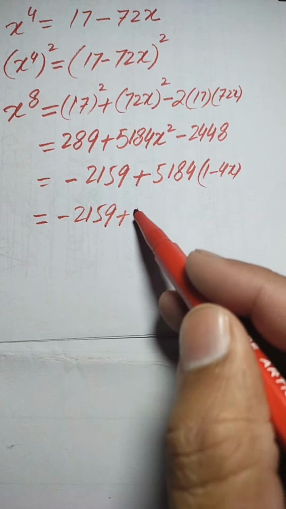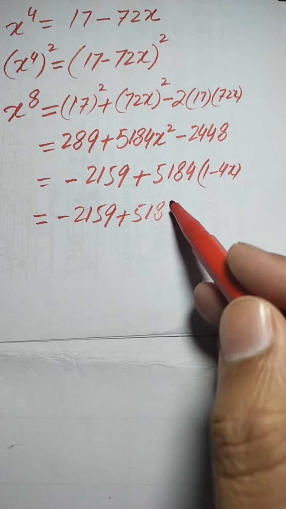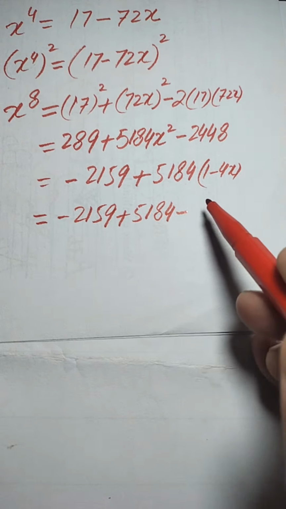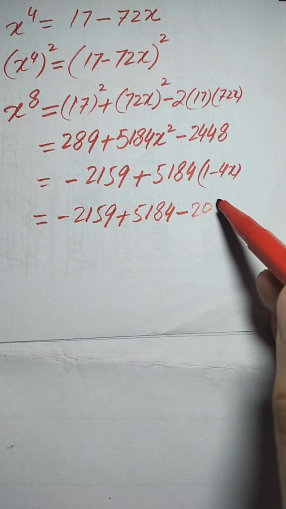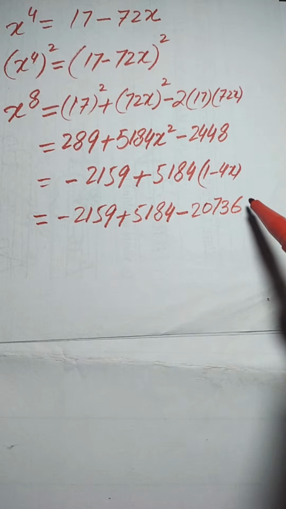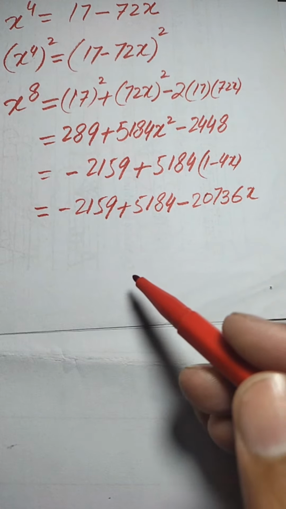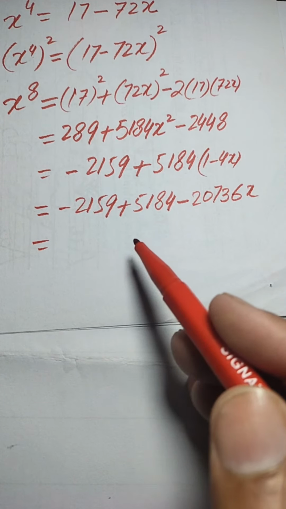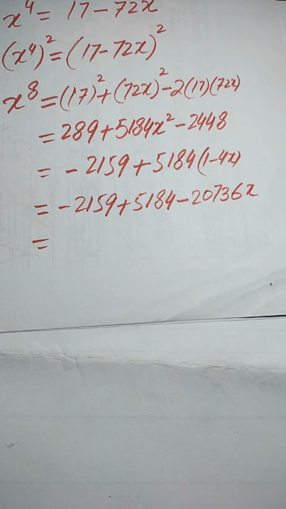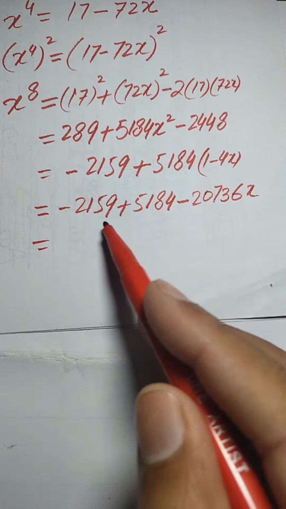2159 plus 5184 and minus, so here we multiply 5184 multiplied by 4. So when we multiply these values it will become 20736 into x. So here we again subtract these two values, we need to subtract these two values.